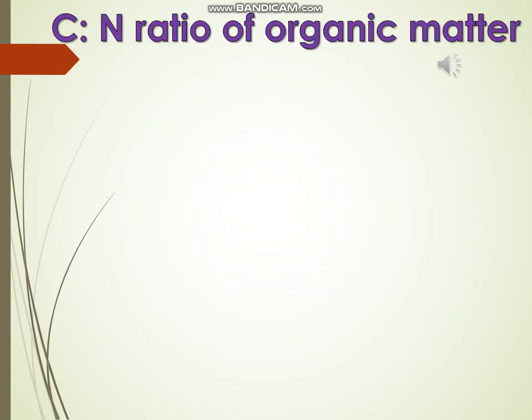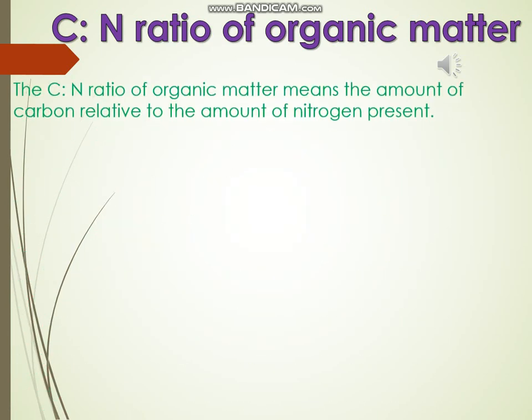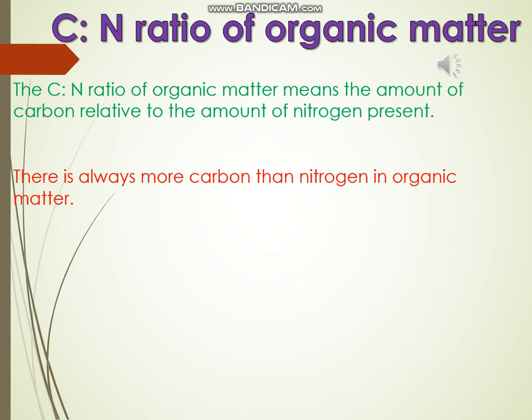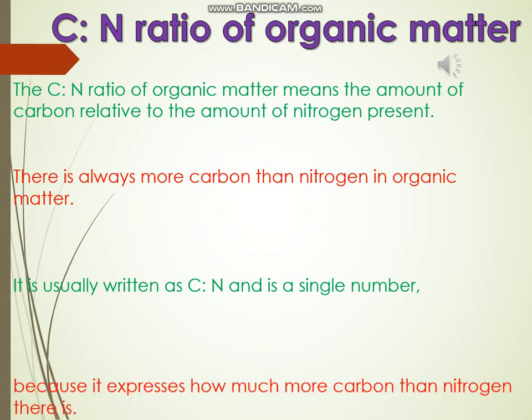Carbon nitrogen ratio of organic matter and why it is important. The carbon nitrogen ratio of organic matter means the amount of carbon related to the amount of nitrogen present. There is always more carbon than nitrogen in organic matters. It is usually written as C:N, as a single number, because it explains how much more carbon than nitrogen there is.